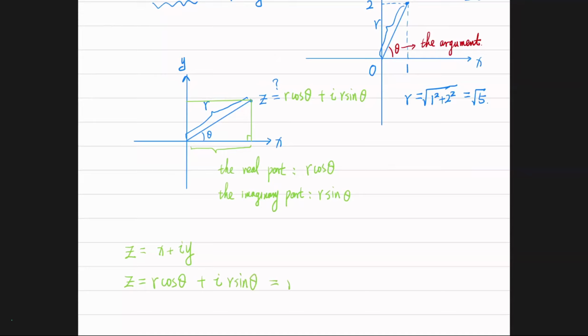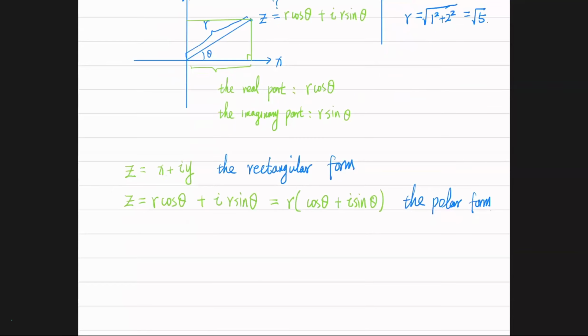Wait, don't they equal each other, I think? Yes, just two presentations. Oh, I see. So we call this the rectangular form. This the polar form. Okay, so two ways to present a complex number.